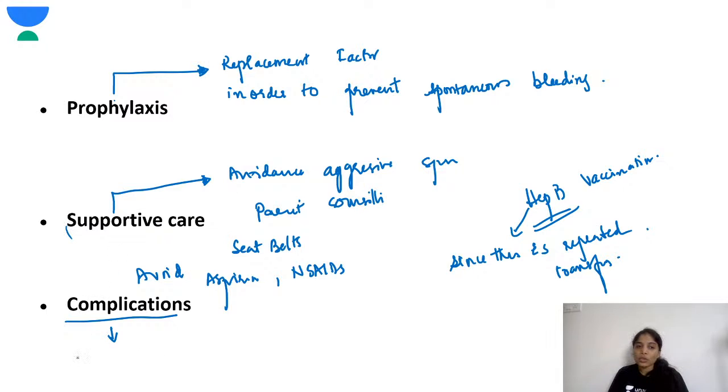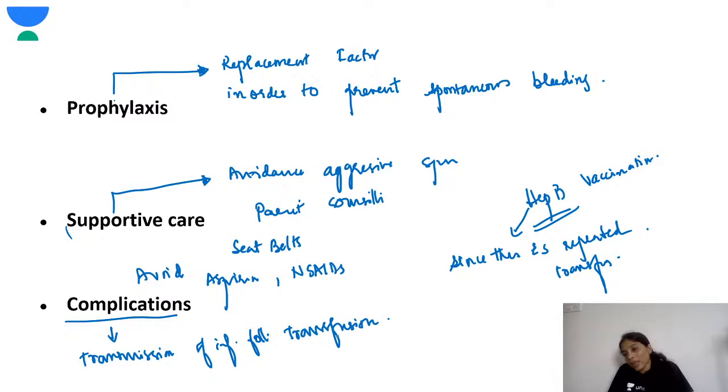One is the transmission of infections following transfusion. Another very important complication you have to keep in mind: these children can go for chronic arthropathy, especially in the target joint.